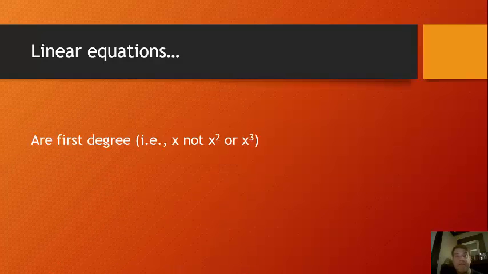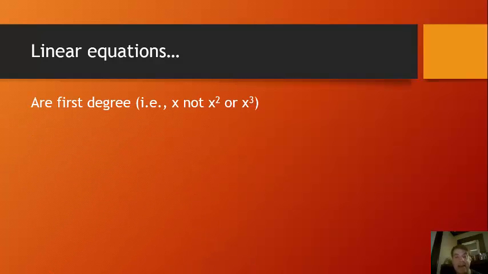Basically, these are first-degree equations. What I mean by that is they're not equations with an x squared in them. They're not equations with a y squared in them. They're not equations with an x cubed. They're not even equations where an x is times a y, xy. There's nothing like that in these. These are equations where there's an x and there's a y.